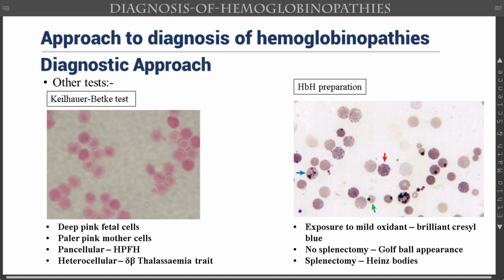A few other simple lab tests still have diagnostic value. The Kleihauer-Betke stain highlights fetal red cells. Fetal cells stain deep pink while adult cells are paler. If the staining is pancellular, it suggests HPFH, while heterocellular staining points to a thalassemia pattern. For alpha chain deletion diagnosis, we use the HbH prep. Exposure to a mild oxidant like brilliant cresyl blue causes characteristic inclusions. Before splenectomy, you might see a golf ball appearance, while after splenectomy, you can see numerous Heinz bodies. These are quick, visual tests that provide strong clues.